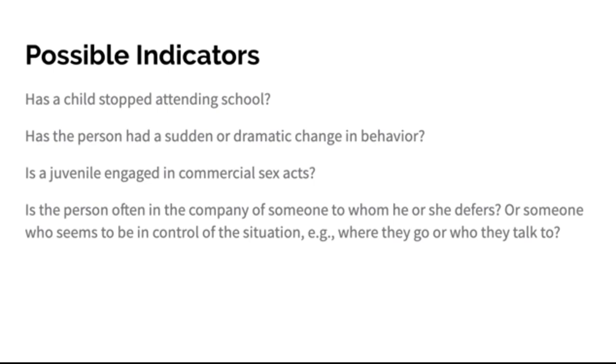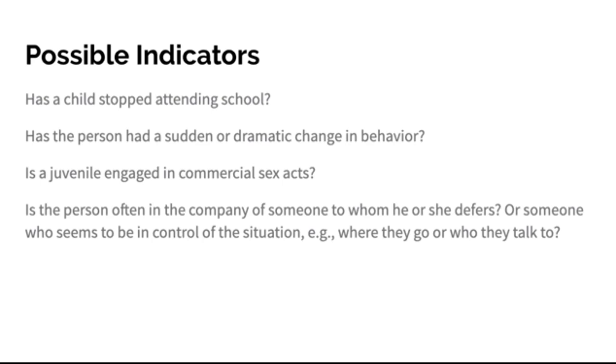Possible indicators. It is important to note that not all indicators listed here are present in every human trafficking situation, and the presence or absence of any of the indicators is not necessarily proof of human trafficking. The safety of the public as well as the victim is paramount. Do not attempt to confront a suspected trafficker directly or alert a victim to any suspicions. It is up to law enforcement to investigate suspected cases of human trafficking.